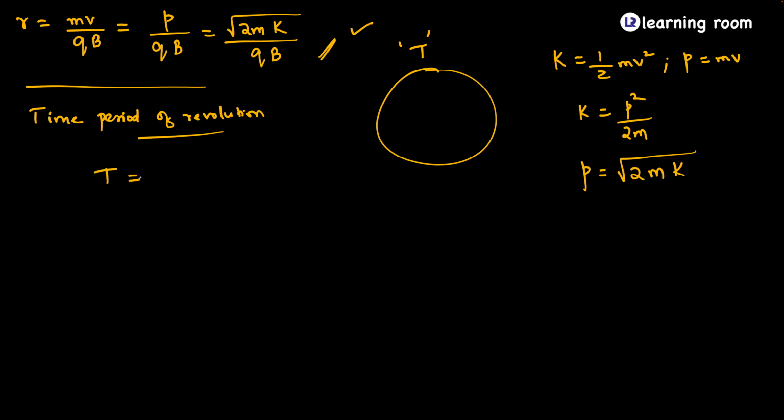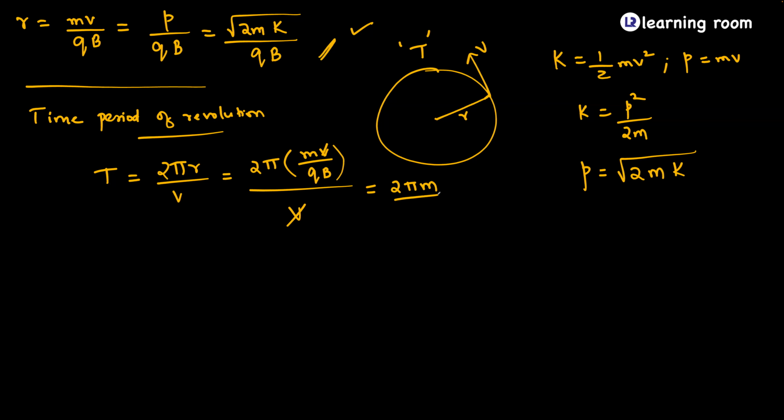So time is equal to the total distance traveled divided by speed. If I take this as r and this as v, r and v are perpendicular to each other in circular motion, right? So how much is the distance covered by the particle in one full revolution? It is 2 pi r divided by the speed v. So it is going to be 2 pi into r, which is mv divided by qB, the whole divided by v. So v and v will get cancelled. What will the answer be? It is going to be 2 pi m divided by qB.